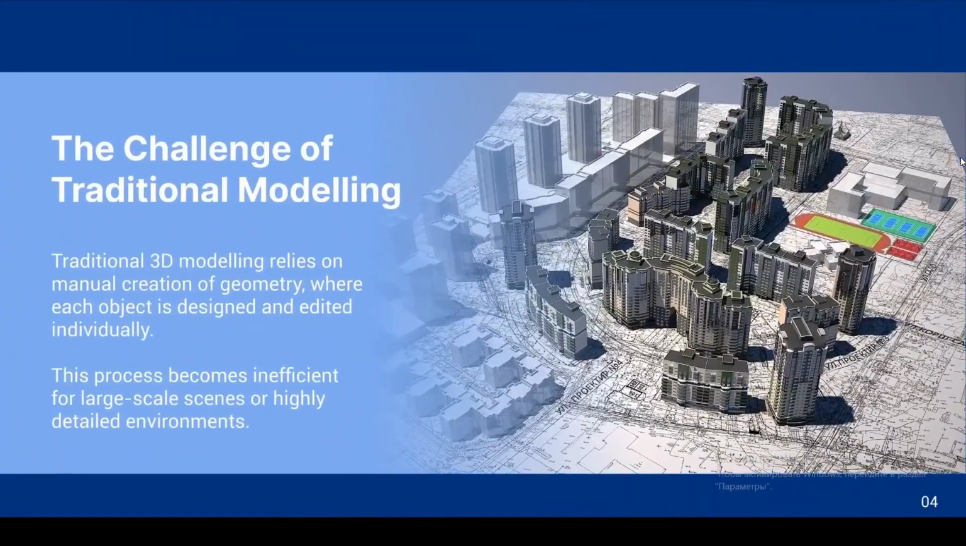Traditional 3D modeling is based on manual creation, where each object is designed individually. This approach becomes problematic when dealing with complex scenes such as urban environments and natural landscapes. In addition, any modification requires manual editing of multiple elements, which increases the workload and reduces efficiency. As a result, the process becomes time-consuming and difficult to manage at a large scale.